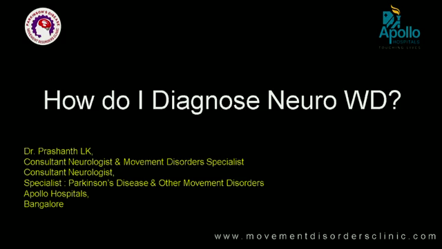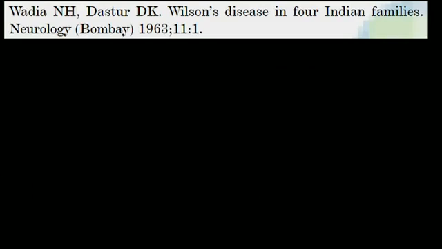So before that, I thought about how I diagnose Wilson disease, and what the Indian context is, how things have been evolving in the Indian context. If you can see, the first case report of Wilson disease was published by Wadia NH in 1963. This was almost 50 years after the initial description of Wilson disease by Wilson himself, where he called it hepatolenticular degeneration. For the first 50 years we didn't have it, and when Wadia published this case series of a family, he described the Indian context.